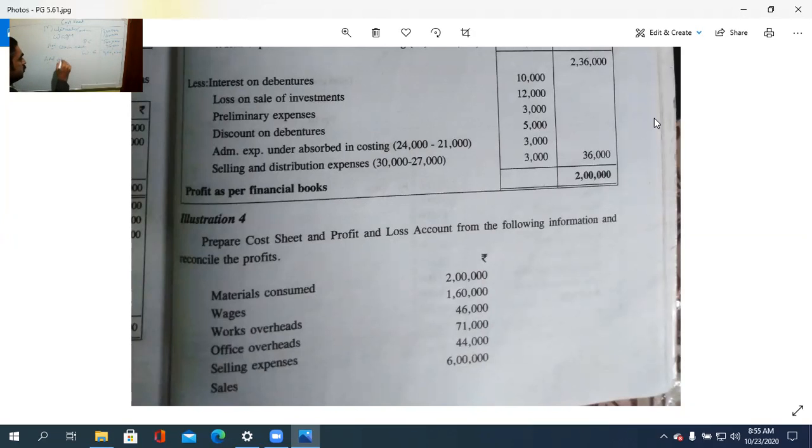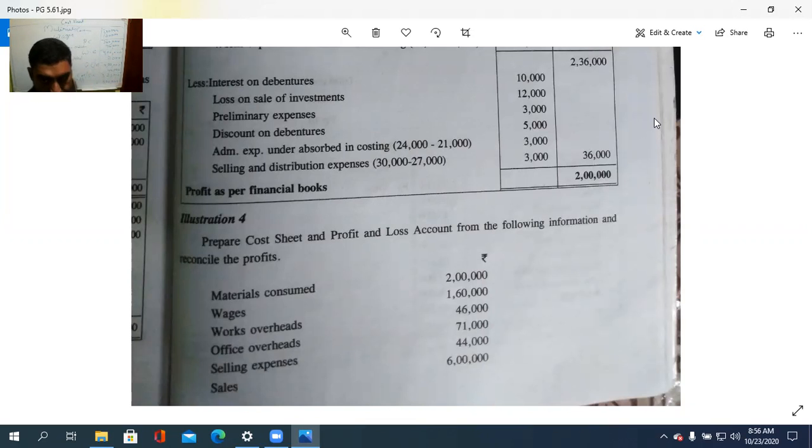And office overhead. Office overhead is 71,000. 4,77,000, this is the office cost or cost of production. And selling and distribution overhead, how much is it? 44,000. 5,21,000. So this is the cost of sales or total cost, and how much is the sales? It is 6 lakh. So that is the profit.